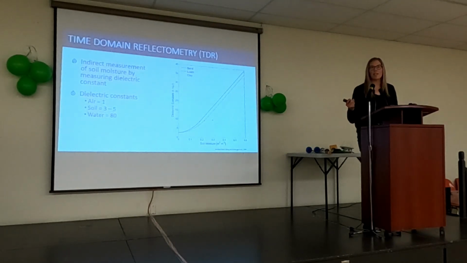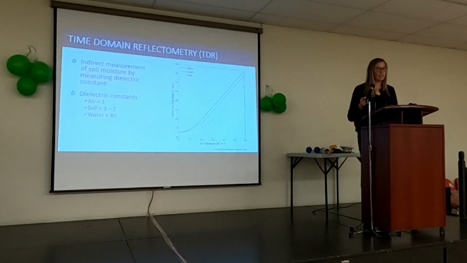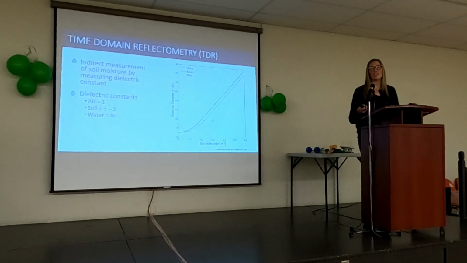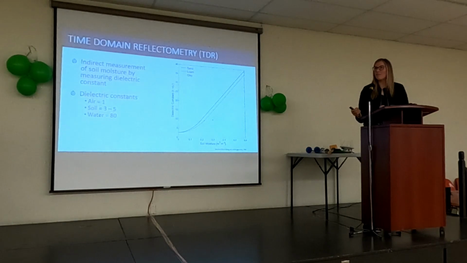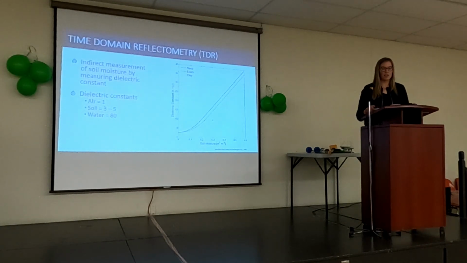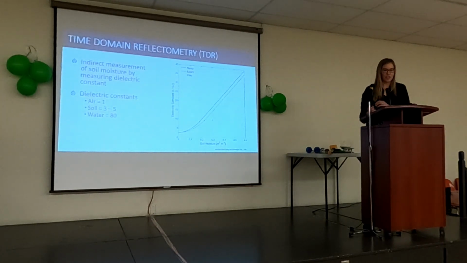And the next set of probes that I wanted to show you are all based on time domain reflectometry. TDR is a technique that measures the dielectric constant of soil, which is essentially the electrical conductivity. The dielectric constants of different soil components are very different. Air and soil are very low, between 1 and 5, and then water is very high at 80. So really, when the probe's in the soil, any changes in conductivity are going to be attributed to changes in soil moisture due to these dielectric constants.